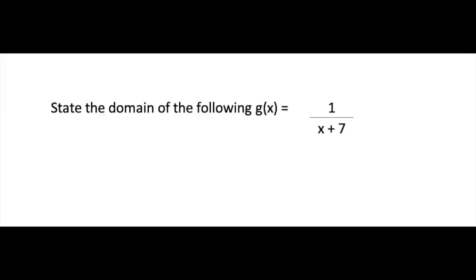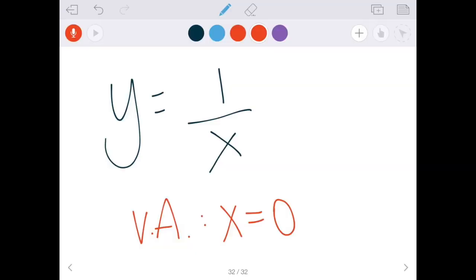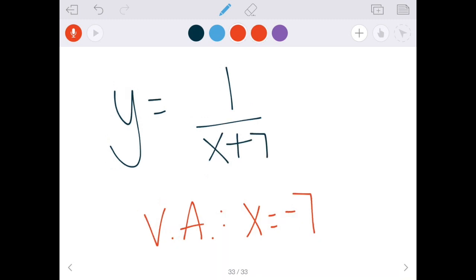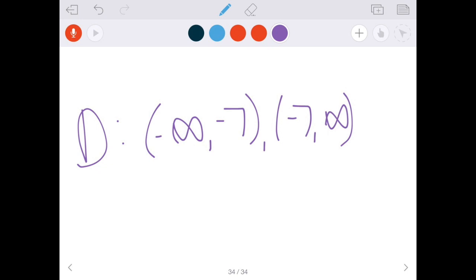To answer this question, first you got to remember what the rational functions look like as graphs. We start with the parent function and find its vertical asymptote. The equation we have is just a translation of that. And so since the vertical asymptote is at -7, that means that our domain is going to be all real numbers except for -7, and we write that in interval notation.